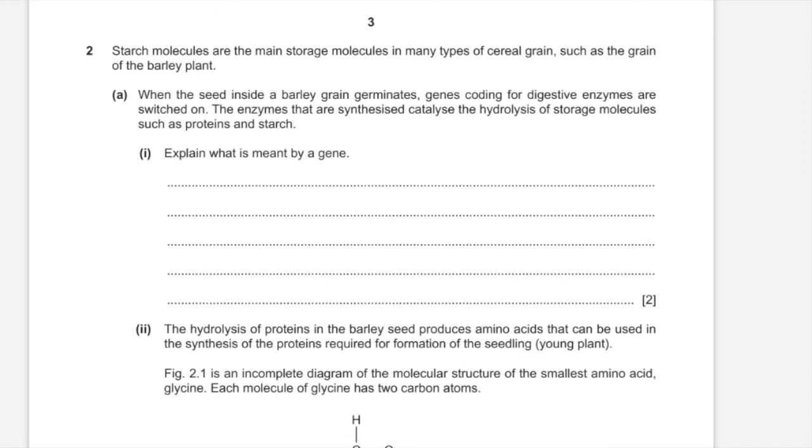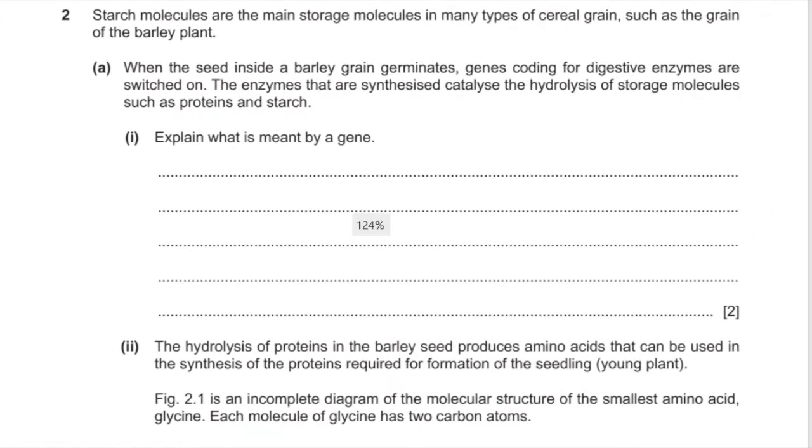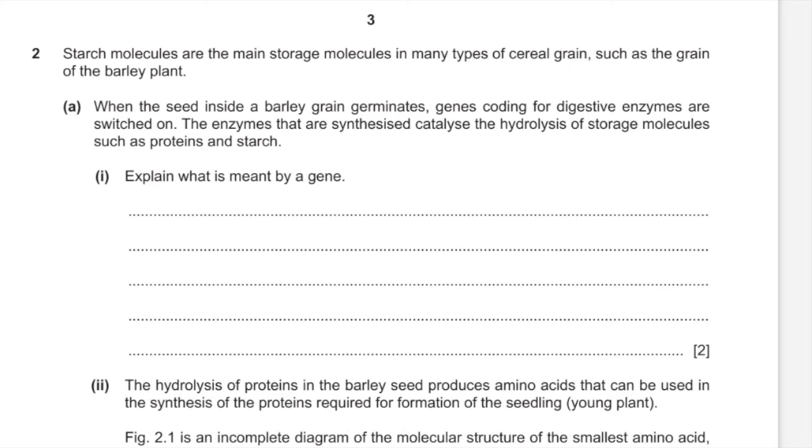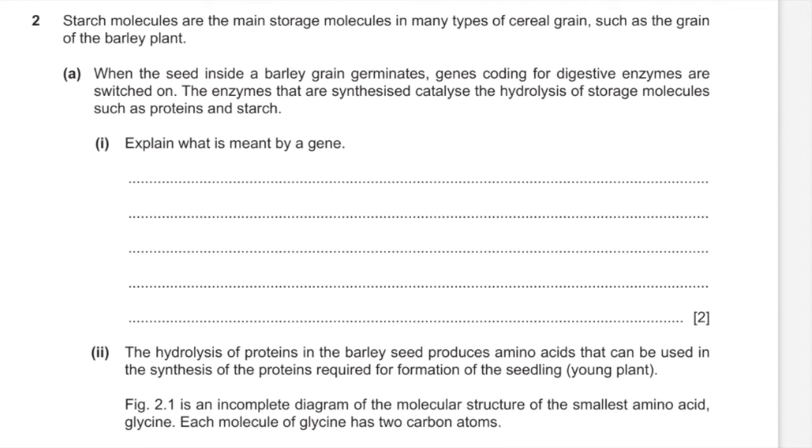Starch molecules are the main storage molecules in many types of cereal grain, such as the grain of the barley plant. A. When the seed inside a barley germinates, genes coding for the digestive enzymes are switched on. The enzymes that are synthesized catalyze the hydrolysis of storage molecules, such as proteins and starch. 1. Explain what is meant by a gene.